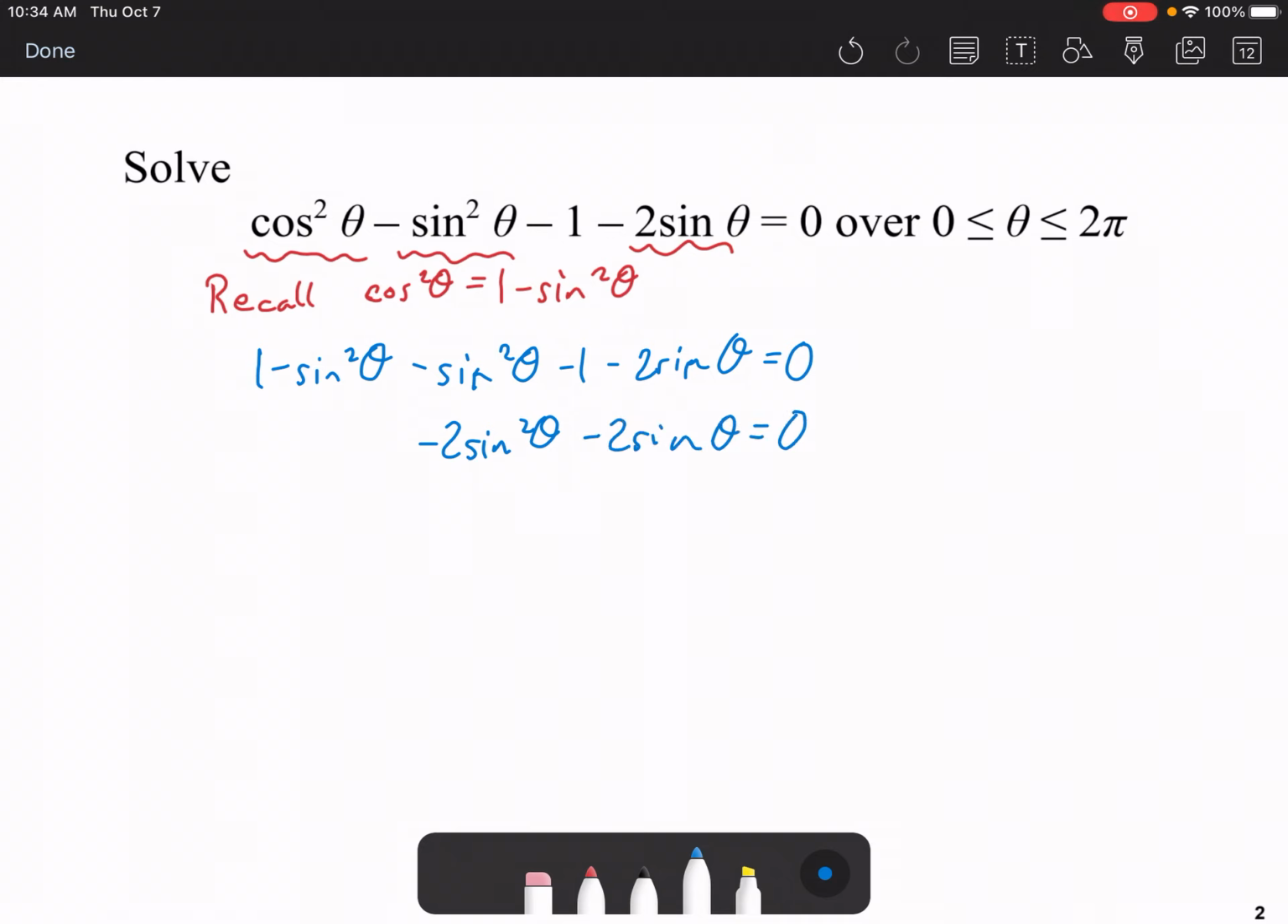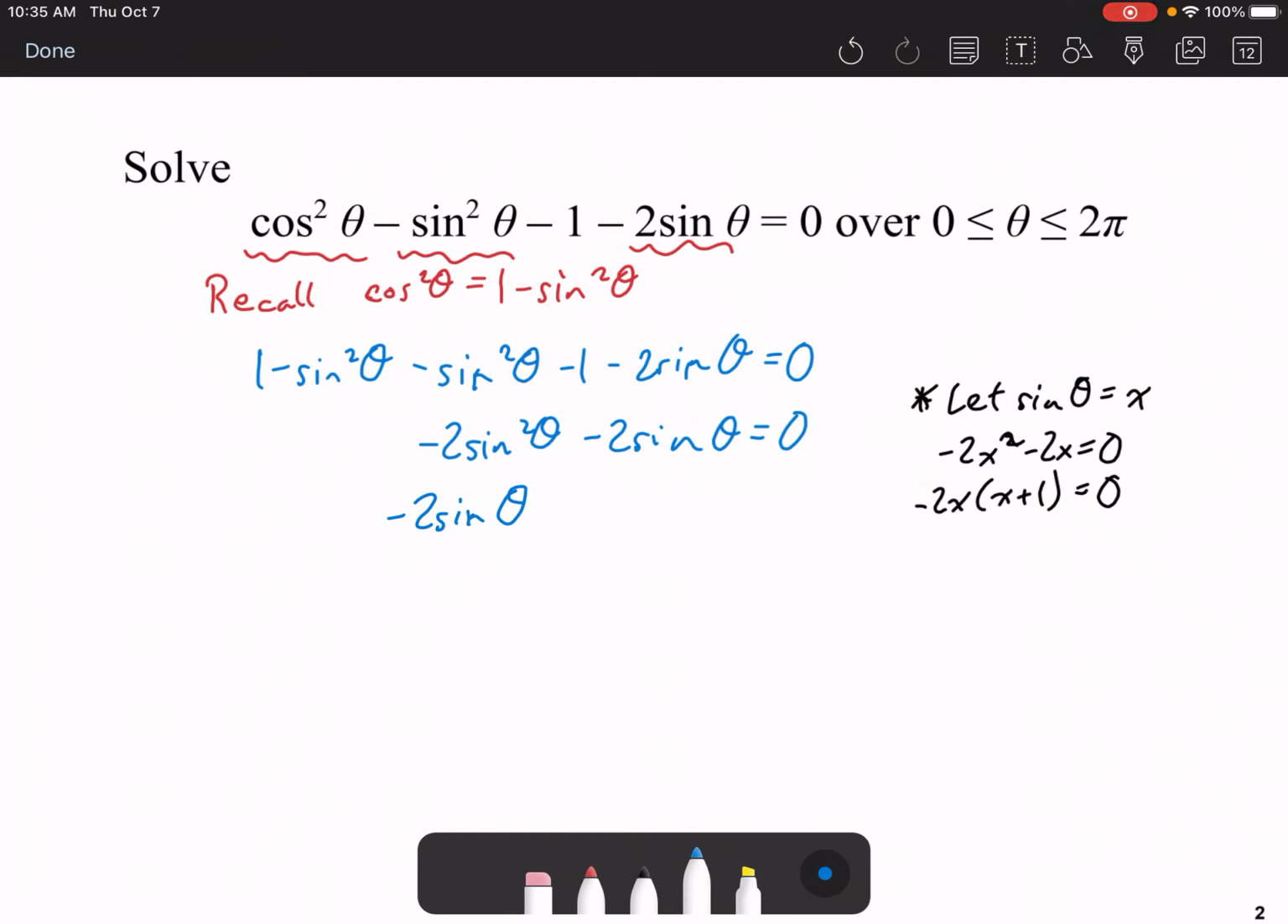Now what we can do is common factor here. If you think of the sine theta function as a variable, let's call it x, then you get negative 2x squared minus 2x is equal to 0. And you can common factor out a negative 2x, and you're left with an x plus 1. Similarly, this can common factor out a negative 2 sine theta from both of these terms, and you're left with sine theta plus 1.